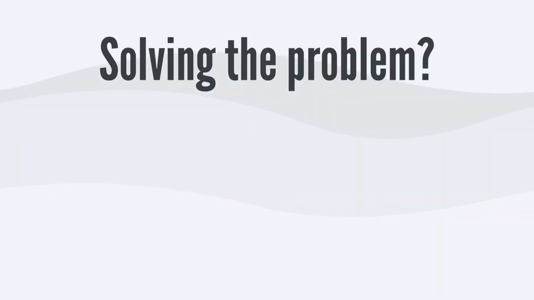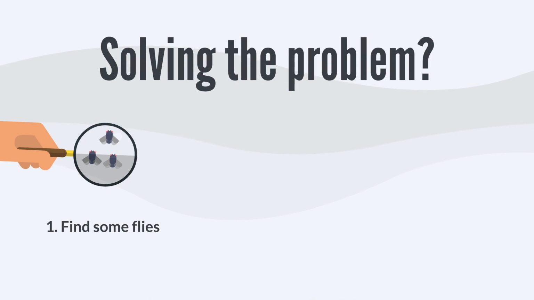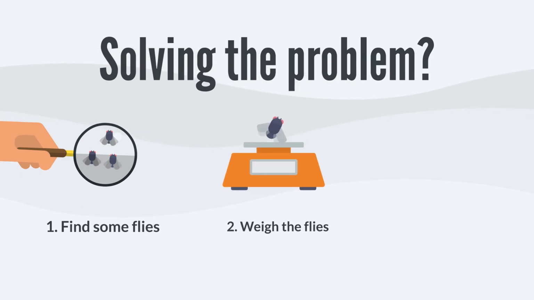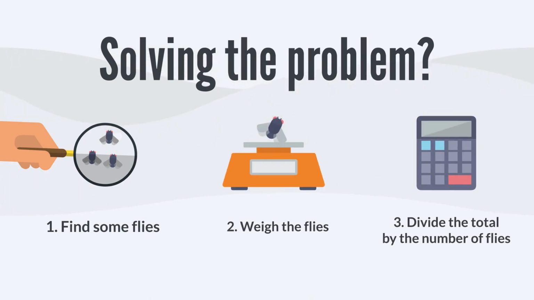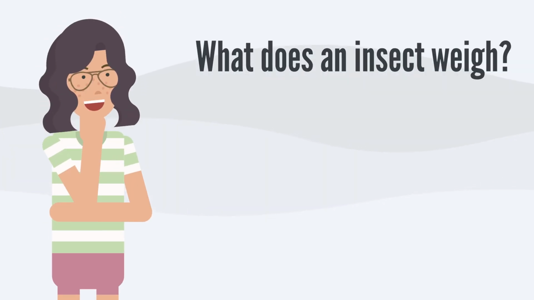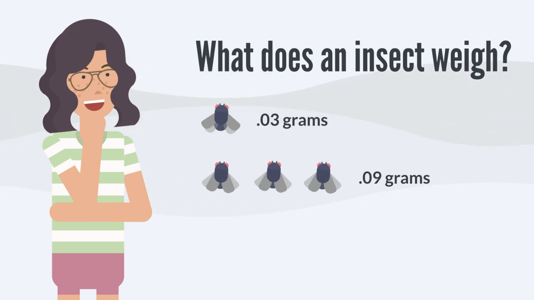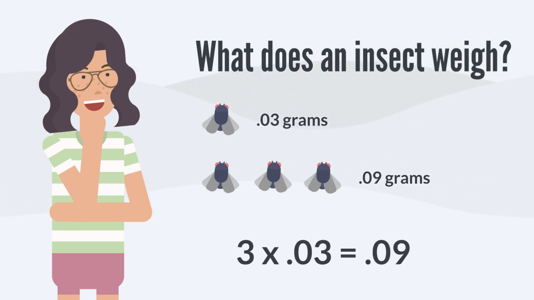Solving the problem? First, find some flies. Second, weigh the flies. Third, divide the total by the number of flies. What does an insect weigh? Vienna thinks each fly probably weighs 0.03 grams. If she is right, then 3 flies will weigh 0.09 grams because 3 times 0.03 equals 0.09.